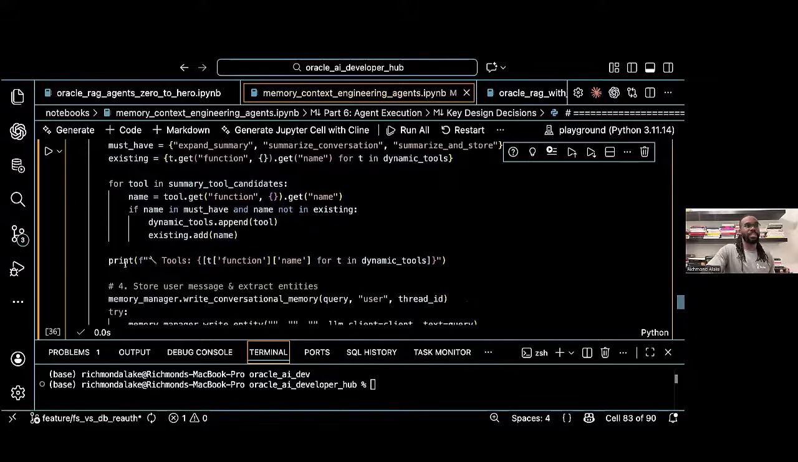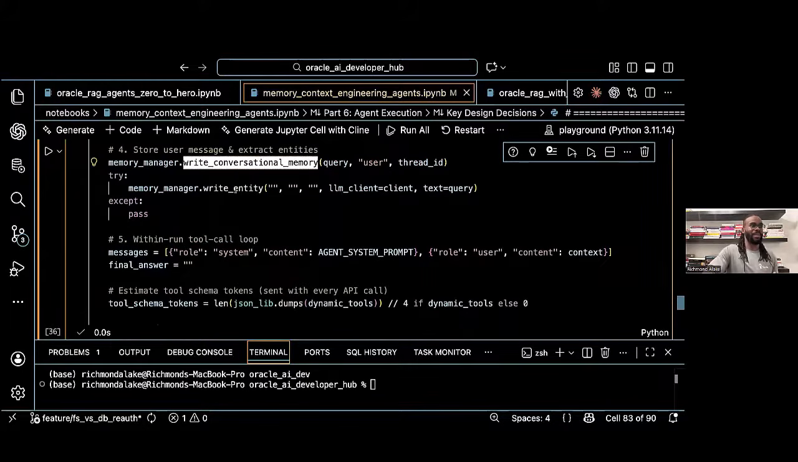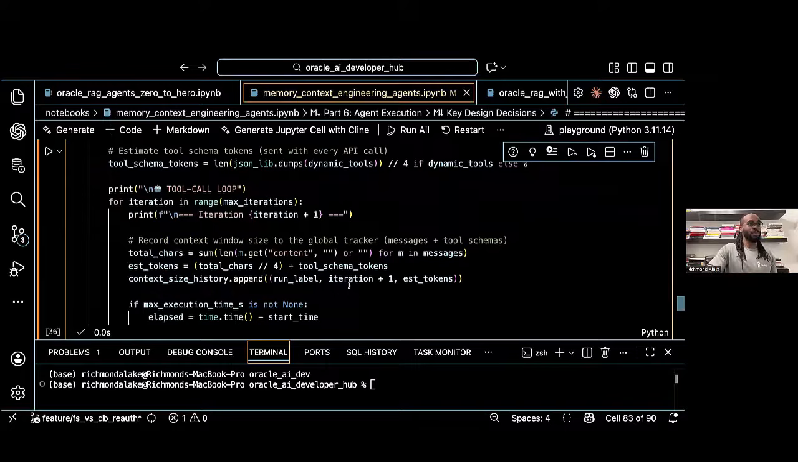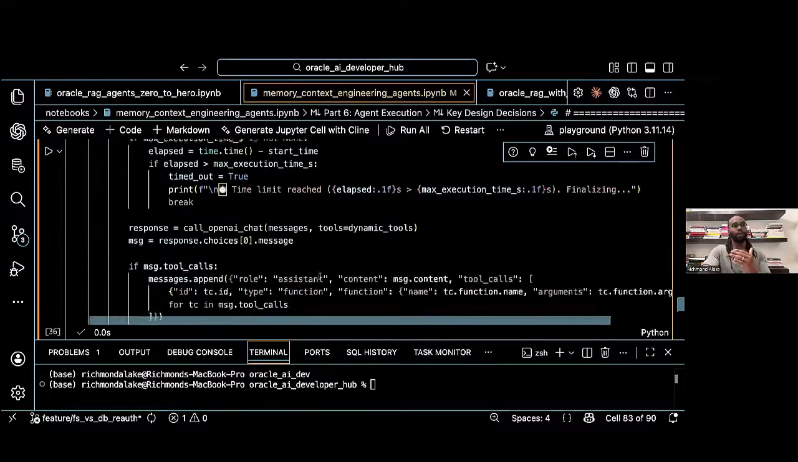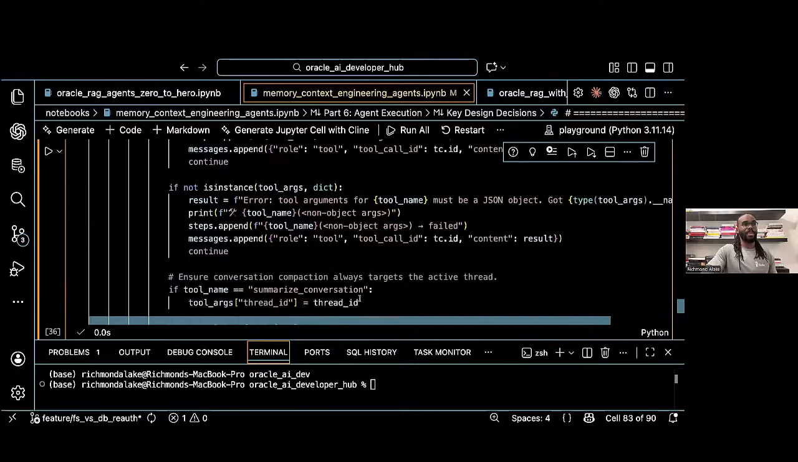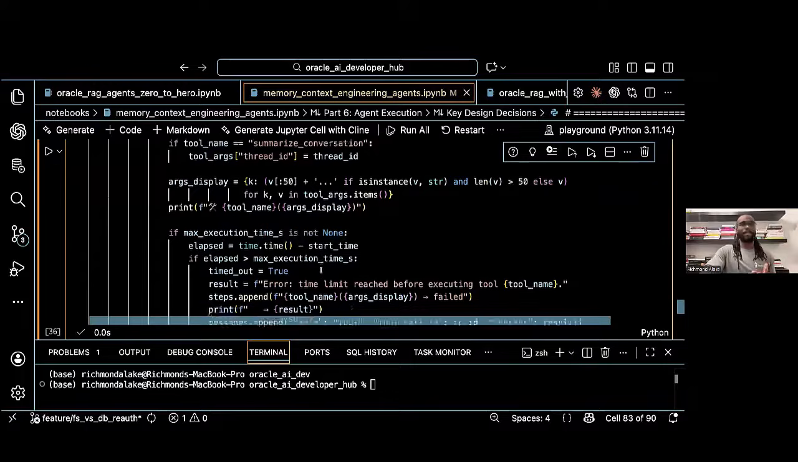There's memory operations happening within the loop as well, such as writing to conversational memory, writing to entity. When I refer to the loop, I'm referring to the agent loop. We also take all the tool calls, all the tool outputs, and put them into memory as well, because we don't want the tool logs to stay within a context window because they're not useful. So we can offload that into memory.